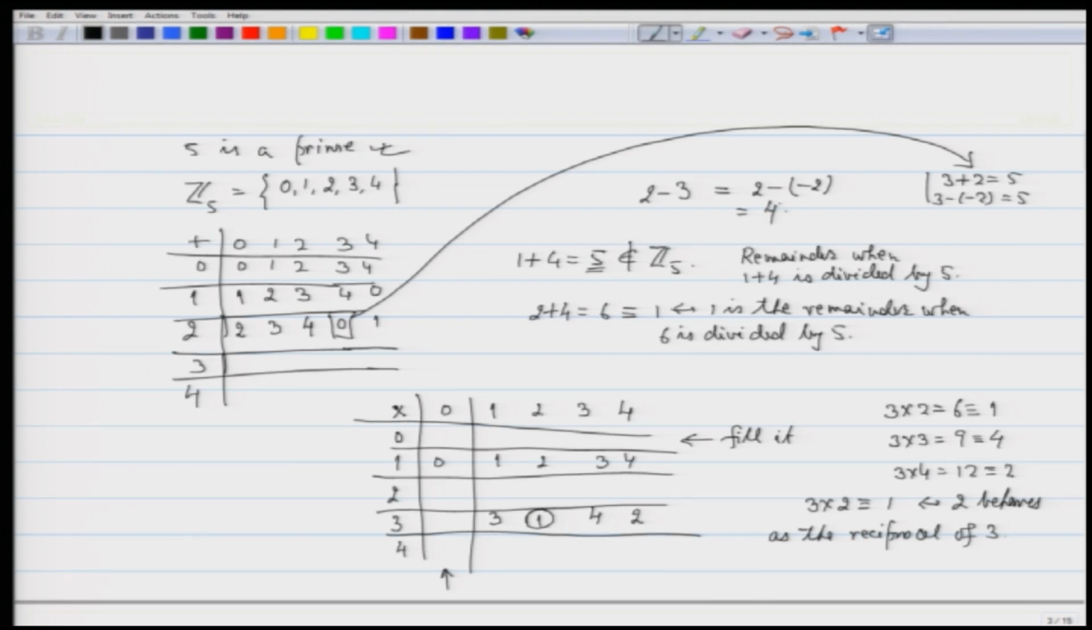So, is that okay? So, understand again, 3 minus 2 is 1, and 2 minus 3. So, 2 minus 3 as such is supposed to be minus 1, but minus 1 is also same as 4, because minus 1 plus 5 is 4, or when I divide minus 1 by 5, the remainder is 4. Is that okay?